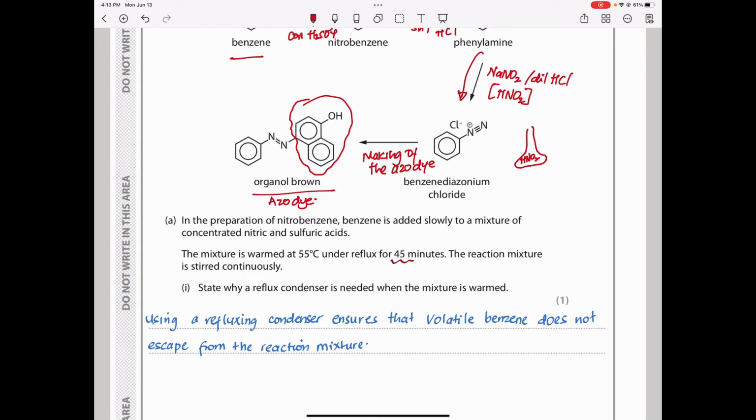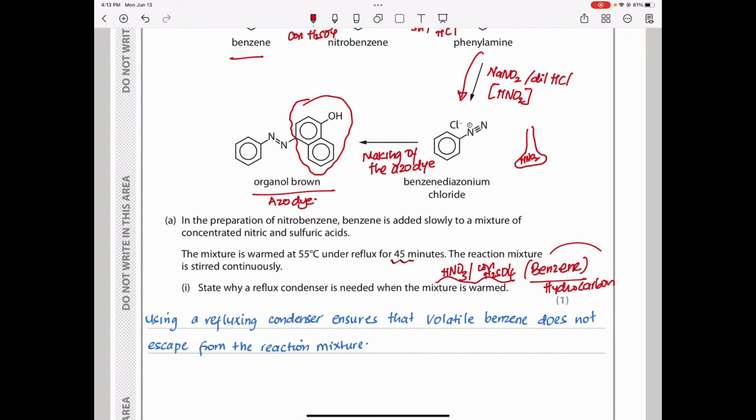Now remember, here we have nitric acid and we have concentrated sulfuric acid. However, we have benzene as well. Now benzene is purely a hydrocarbon, but these others are aqueous. A hydrocarbon and aqueous compounds cannot mix well, so we need to use a reflux condenser to allow this time in order to interact for the reaction to go to completion.